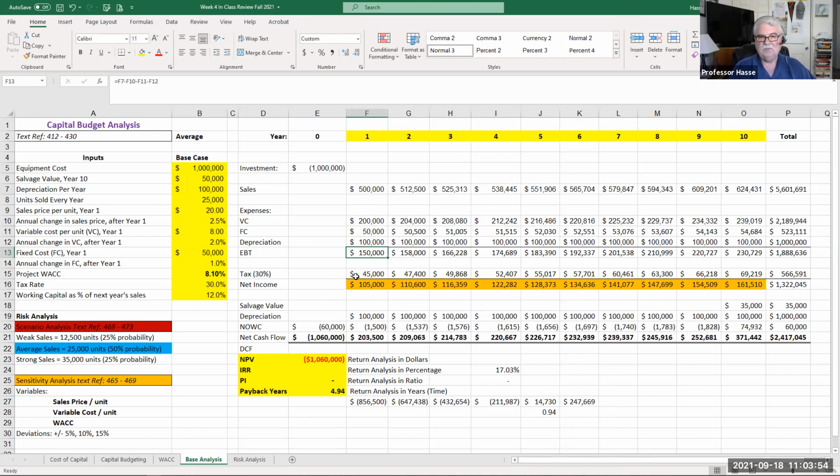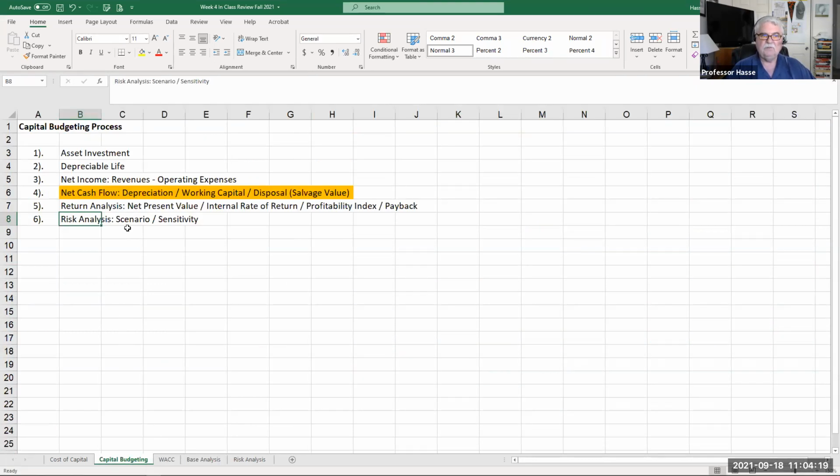Their tax rate is 30%. They take tax out of that. Here's the net accounting income they anticipate generating off this investment, roughly $1.3 million. Net accounting income is a lot different than net project cash flow, because, as I said in this little example here, net cash flow is also taking into account depreciation, working capital, and salvage value of this project.